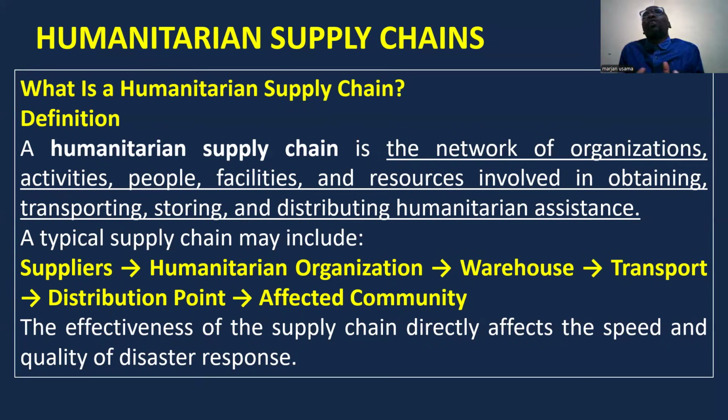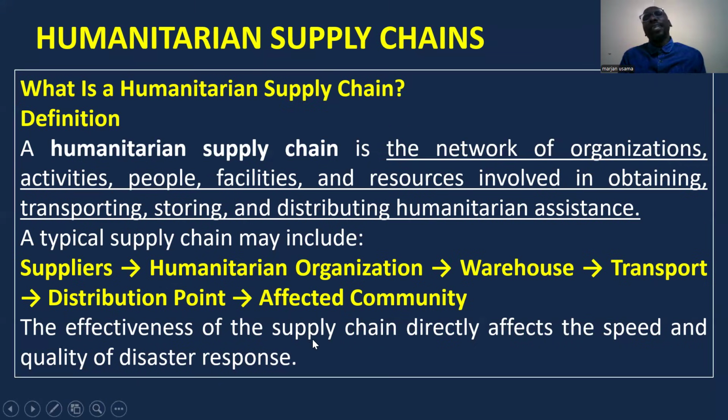Now, once the humanitarian organization buys these supplies, they need to store them in a warehouse. So this humanitarian organization normally has very big warehouses where they store those supplies. Now, once they are stored in the warehouse, the next thing is to transport. So you transport it from the warehouse to the distribution point, where you are going to distribute it to those people who have been affected by the what? By the disaster, the affected community.